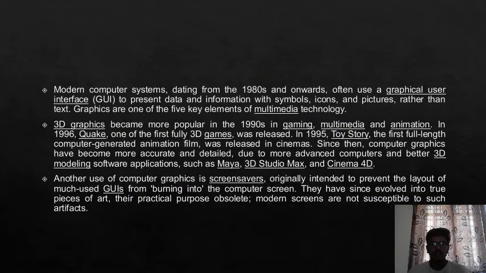Modern computer systems, dating from the 1980s and onwards, often use a graphical user interface, that is GUI, to present data and information with symbols, icons, and pictures rather than text. Graphics are one of the five key elements of multimedia technology. 3D graphics became more popular in the 1990s in gaming, multimedia, and animation. In 1996, Quake, one of the first fully 3D games, was released. In 1995, Toy Story, the first full-length computer-generated animation film, was released in the cinemas.